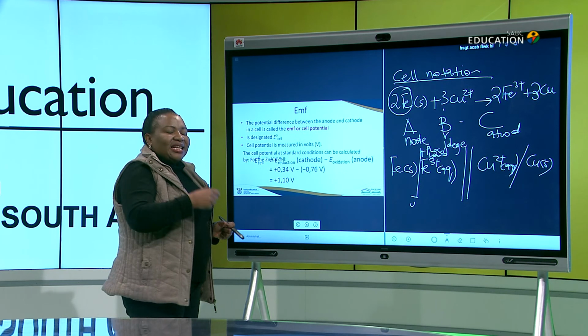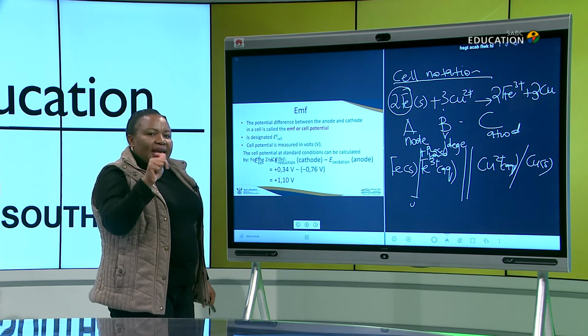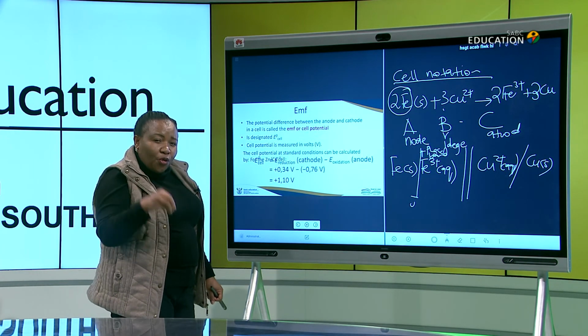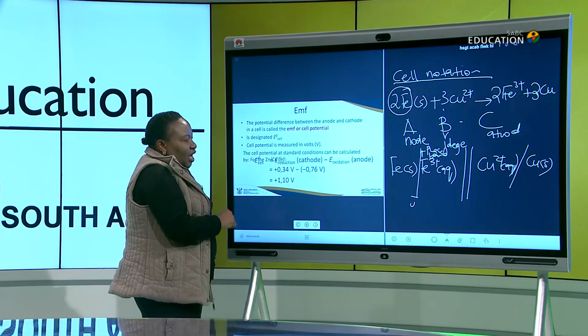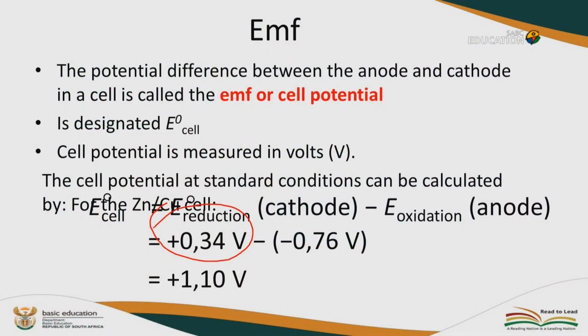So the theta that is written on top of that E cell is very important. It must be part of your formula, because for each and every formula we get a mark. Therefore, because copper, when you look at the table, was 0.34, you substitute 0.34 and then minus, because this minus is always there as part of the formula. And then zinc, if you look at your reduction potential table, you will see that the value of zinc potential is minus 0.76 volts. And then for this, you are going to get positive 1.10 volts.